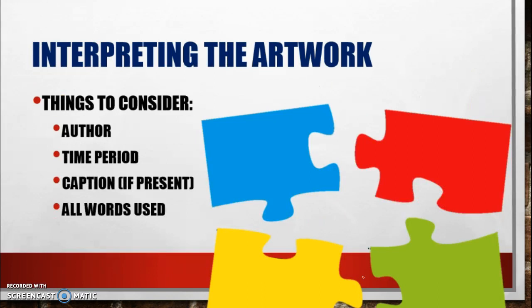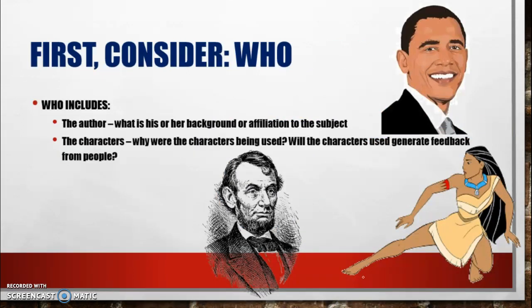Now, in order to help them interpret the cartoons, there are 4 things that they need to consider. And those things are the author, the time period, and any wording, whether it's a caption or just a word somewhere on the cartoon that's not the author's name. And we also use the 5 W's. The 5 W's start with who, and who includes the author and the characters. As you can see on this page, the characters that I have are Abraham Lincoln, Barack Obama, and Pocahontas. They are all both historical figures and political figures, which makes them subject to political cartoon usage.